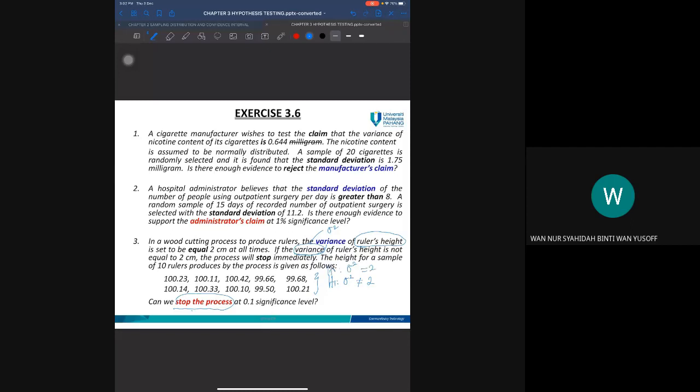Is it correct if you write this one? Yes, also correct. So you can choose whether you want to write sigma or sigma squared. But if you are given variance, then use the variance as it is. If you are given standard deviation, then use standard deviation, use sigma.